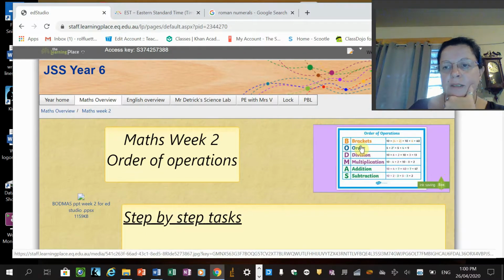Don't forget, BODMAS means when you do an equation, you do it in this order. You do brackets first, always brackets. Then it's order of operations, and the first one's division comes first, then multiplication, then addition, then subtraction.